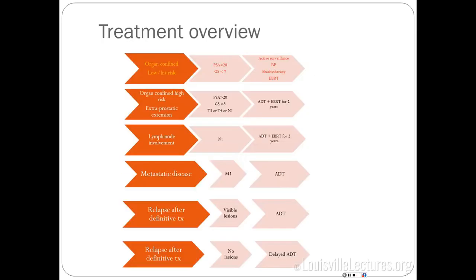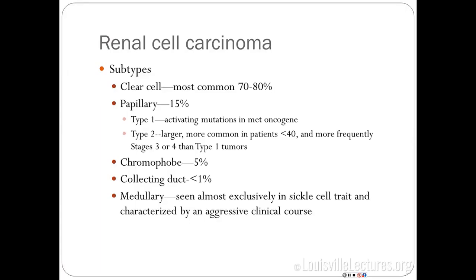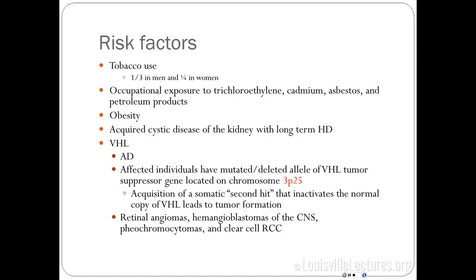So this is just a treatment overview. I'm actually going to move on to renal cell carcinoma. There's several subtypes of renal cell carcinoma. The most common is clear cell, 70 to 80%. There's also papillary, and papillary there's two types, type 1 and type 2. Type 2 is more aggressive. Type 1 is characterized by the MET oncogene. And there's chromophobe and collecting duct, and medullary, which is seen in sickle cell trait and has a more aggressive course. Some of the risk factors: smoking, acquired cystic disease, and von Hippel-Lindau disease.